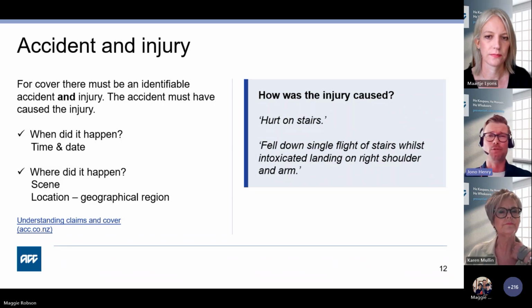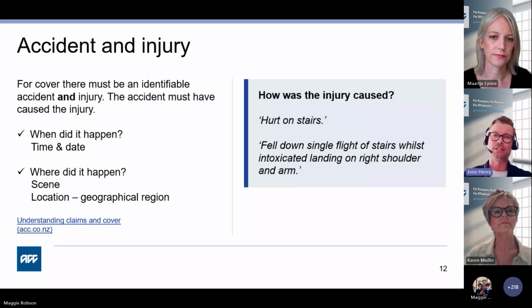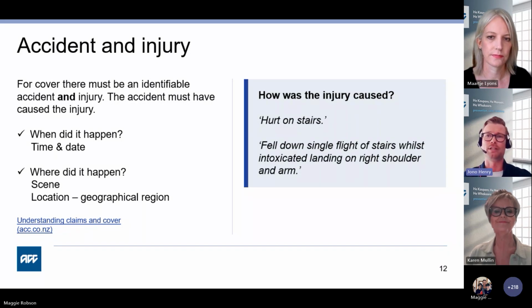Vague descriptions such as fall or rugby injury don't really give us a lot of detail into the specifics of the accident event itself. Lack of specifics can mean unnecessary delays with the lodgement of your claims, delays for your patients, and their ability to access ACC funded treatments and supports. Now, an example of a completed accident section is on the right side of this slide. Hurt on stairs isn't very descriptive. However, the second option below it gives us a lot more information on what happened during your accident and what body site is injured.